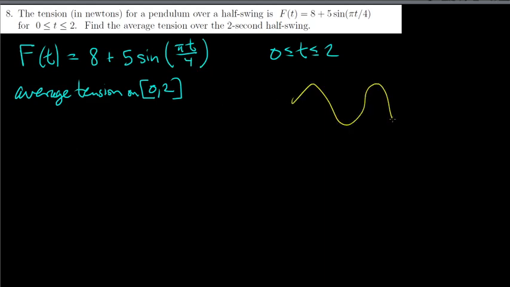The graph will be some sort of a sine function. It goes back and forth. Again, we're only doing it over half of a swing, so it might go back but not forth. So over that half swing, right, what is the average tension?